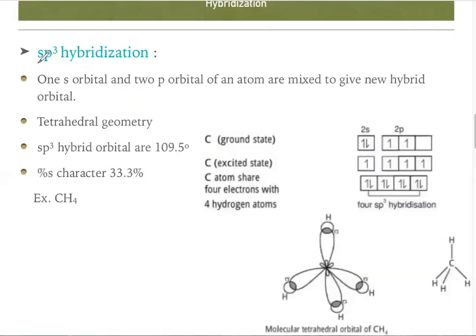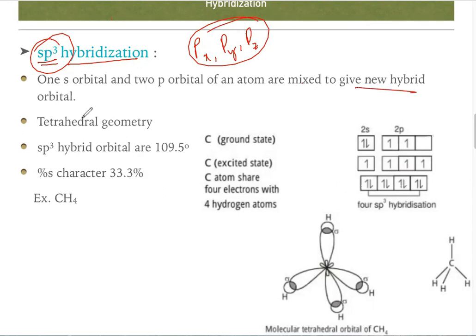Next is sp3 hybridization. How has sp3 hybridization formed? That means participation of one s and three p. What are the p? As you already know, p is px, py and pz. These three all participate in sp3 and give new hybrid orbitals. What is the geometry? The geometry is tetrahedral. The bond angle is 109.5. The percentage of s character is not 33, it is 25%.